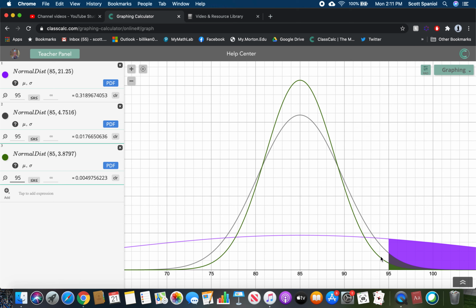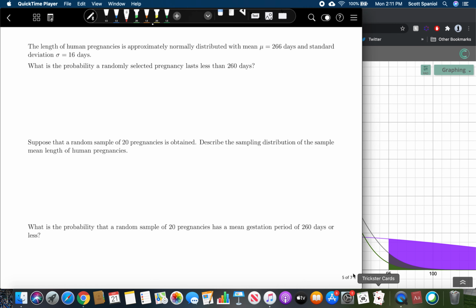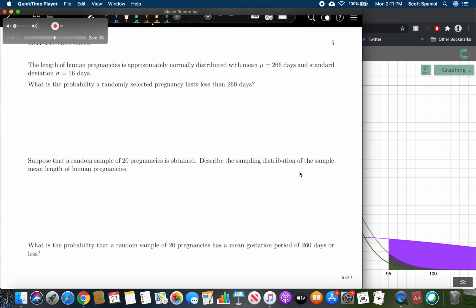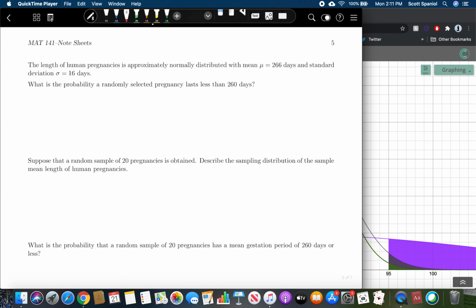Okay. So to finish off this section, I just want you all to practice doing the same thing. So go ahead and turn to the next page, page 5, and practice doing these probabilities using this new standard deviation.